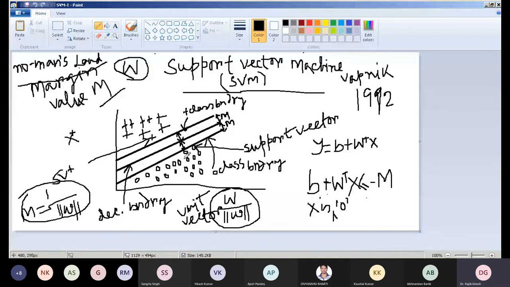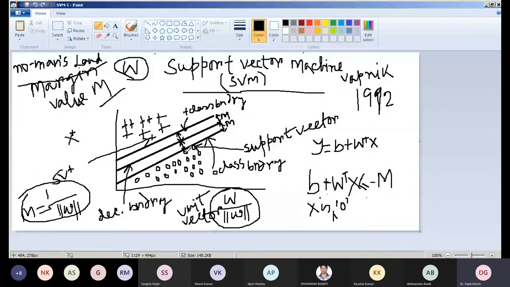Then obviously its classification will be correct because it will not lie very close to the decision boundary. The vectors that are lying very close to the decision boundary are the support vectors only. And above that there is no man's land.